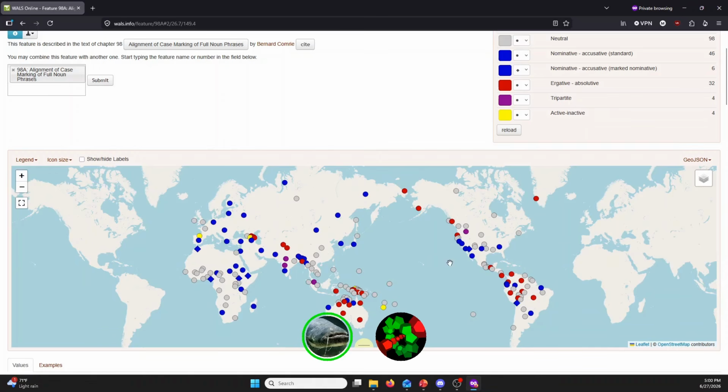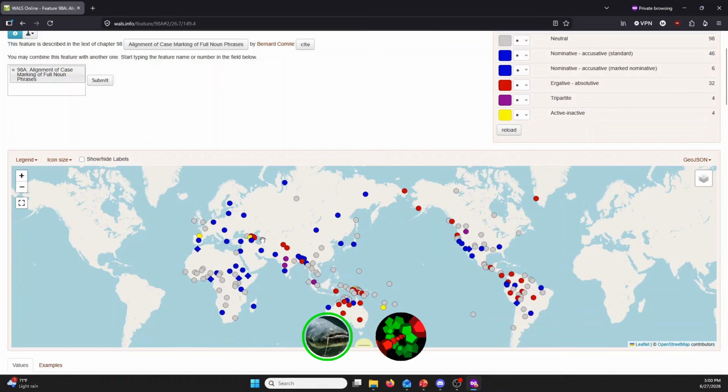Yeah, I can point stuff out. You just look. Here's Nez Perce, right? Tripartite marking on full noun phrases that we saw. We have a bunch of ergative case marking in the Caucasus. This is the same region that we saw for Hinuk.